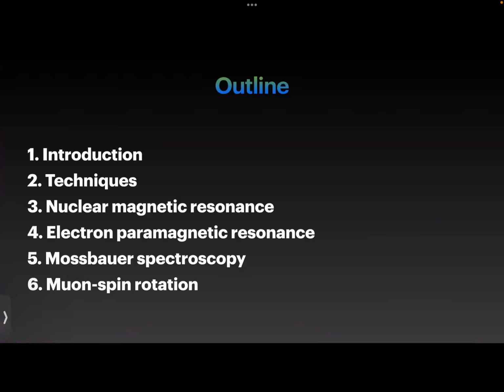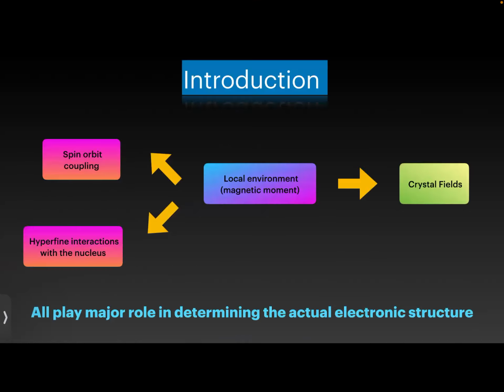So the outline will be, I will give a very small introduction about the techniques. Then I will talk about the number of techniques, their names. Then nuclear magnetic resonance techniques. EPR I have talked about previously, so I will skip it. And I will talk about Mossbauer spectroscopy and muon spin rotation in the next talk. I will try to explain in a very simple way today NMR and Mossbauer spectroscopy.